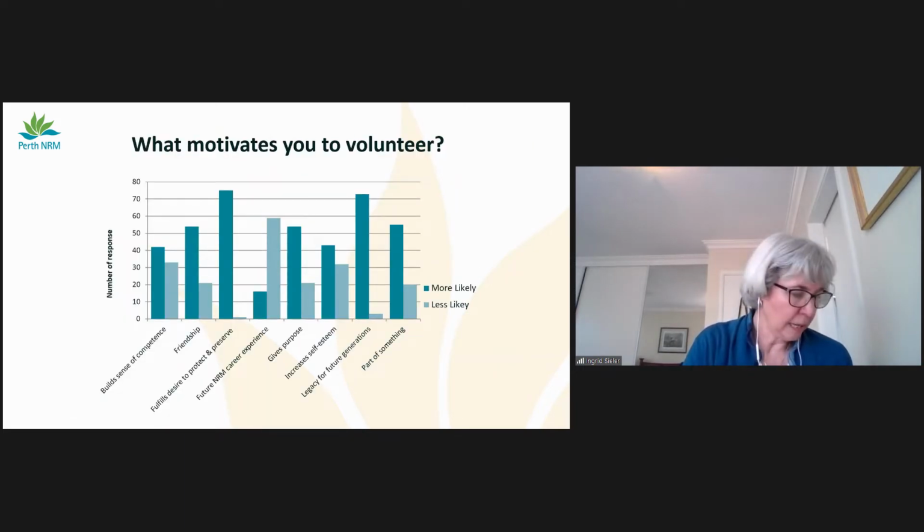So what actually motivates people to volunteer? And so this graph here shows us that for many of them, it's about fulfilling their desire to protect and preserve the environment. They want to leave a legacy for future generations, but there's also the social capital aspect of things. So friendship and being part of something, and increasing their self-esteem.